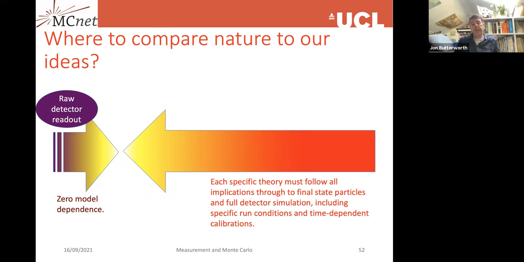We could, for instance, take the absolutist point of view and say, I am just going to compare raw data readout to whatever theory, to whatever expectations I have. There's no model dependence in that. You're just looking at electronic readout without even calibrating it properly. But if you want to compare to anything meaningful and learn anything from it, then any theory that you want to compare to has to follow all the implications of that theory through to final state particles and the full detector simulation, including the specific run conditions on the day and time-dependent calibrations and all kinds of other stuff. So in practice, this is just never done anymore.